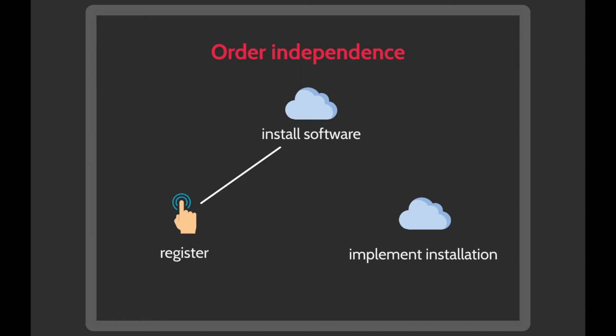Like you can see, it's decomposed into two tasks. You can also see that registration is an interaction task because the user needs the computer to do it, and implementing the installation is still abstract. This can still be decomposed later. So with this symbol we indicate that it doesn't matter if we first do the installation or the registration or vice versa.